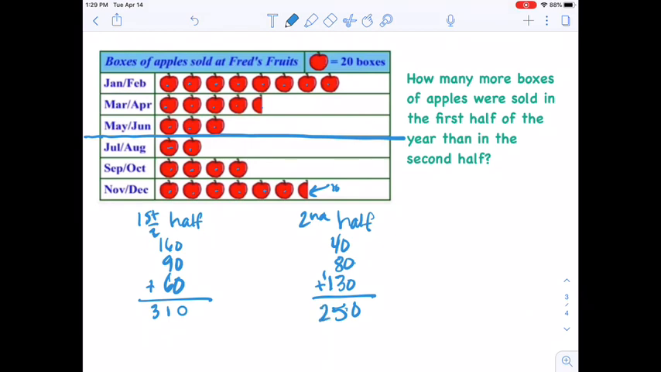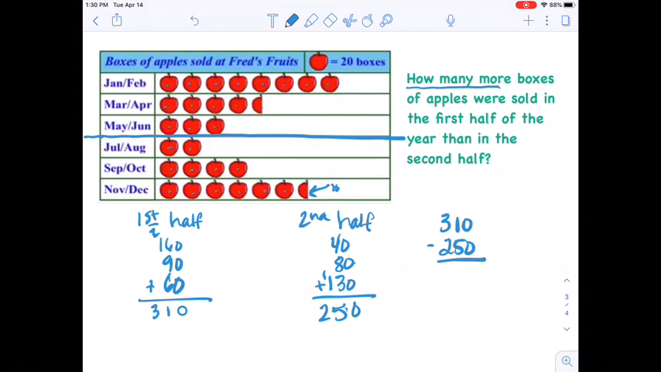Have I answered my question yet? I know how many boxes of apples were sold in the first half of the year. I know how many boxes of apples were sold in the second half of the year. But I'm asked how many more were sold in the first half than in the second half. I'm asked to compare these two numbers. So I'm going to subtract: 310 were sold in the first half minus the 250 which were sold in the second half will tell me how many more boxes were sold in the first half of the year than in the second half of the year.